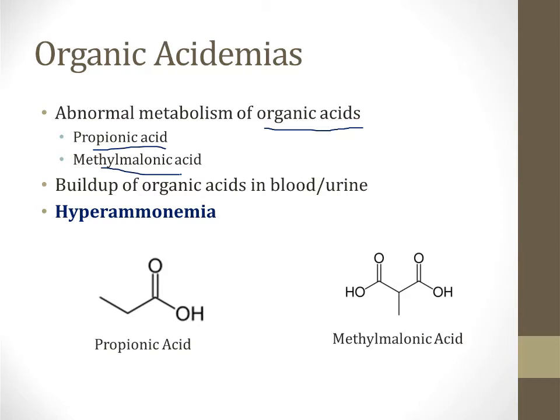In these disorders, there is buildup of organic acids in the blood and urine that leads to an acidosis. And then the second feature you should know about these disorders is that they cause hyperammonemia. The mechanism of this is not entirely clear. It's believed to involve shutdown of the urea cycle, but if you see a newborn baby who has some unexplained acidemia and hyperammonemia, these are one of the disorders you should think of.